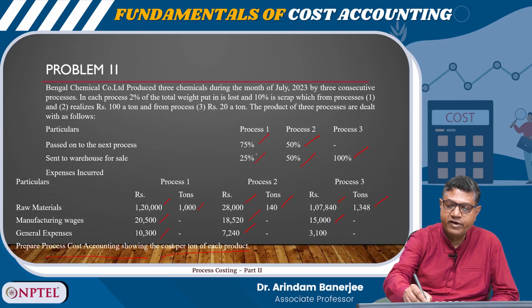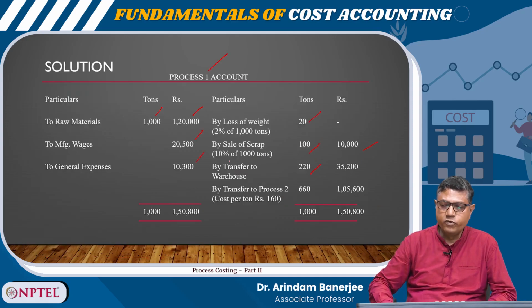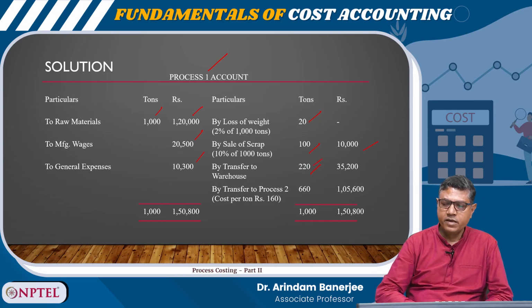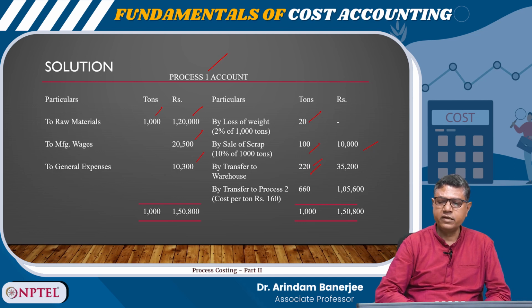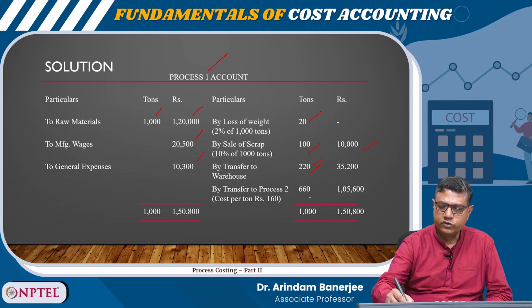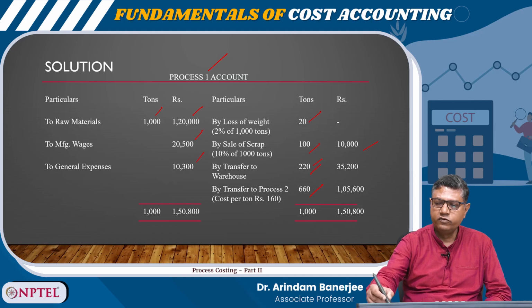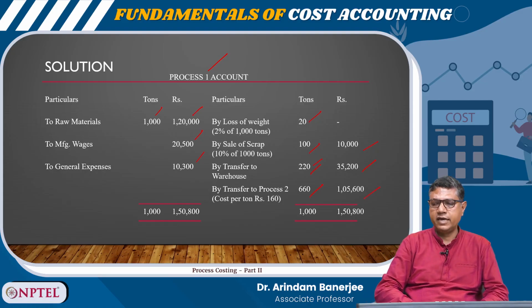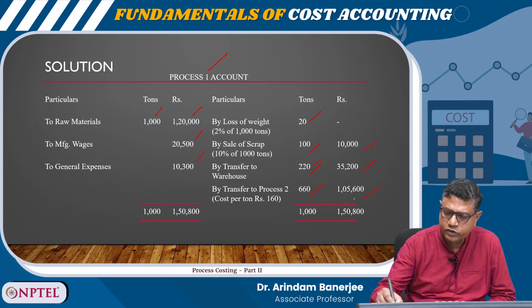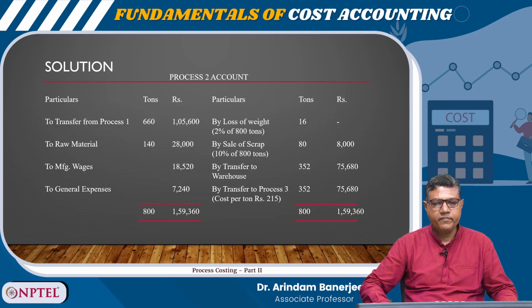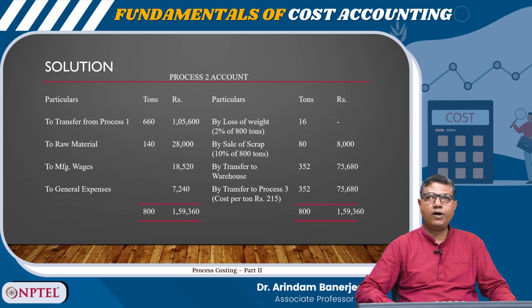Transferred to warehouse is 25% in process 1. So, 25% is going to be 220 tons, right, and the remaining amount is transferred to process 2, that is 660 tons. The value we can calculate: transferred to warehouse is 35,200, and the transfer to process 2 is 1,05,600. If I make the total on both sides, it should come to 1,50,800. Fine. This was the process 1 account.